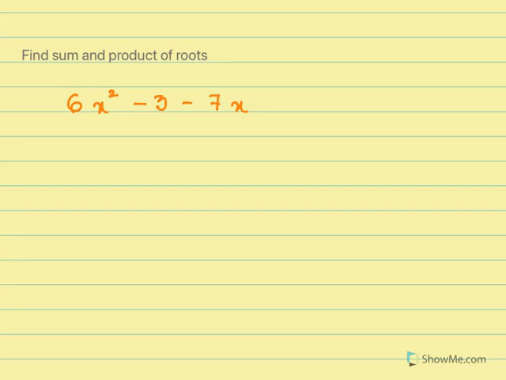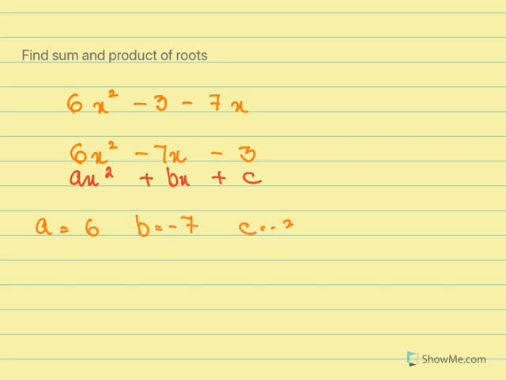Here again we need to find the sum and product of roots, but notice that the quadratic is not put in order. We need to put it in order, which means we have to find the x squared term first, then the x term, and then 3. Now it's in order. When we compare it with ax squared plus bx plus c, we see a equal to 6, b equal to minus 7, c equal to minus 3.